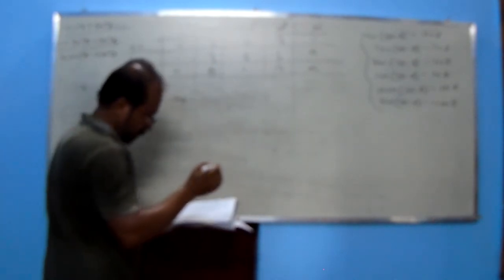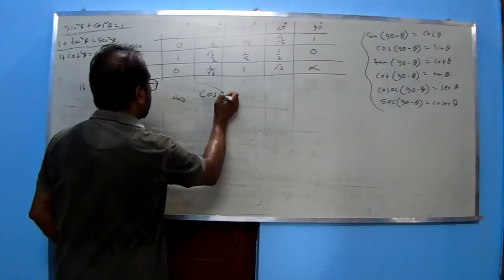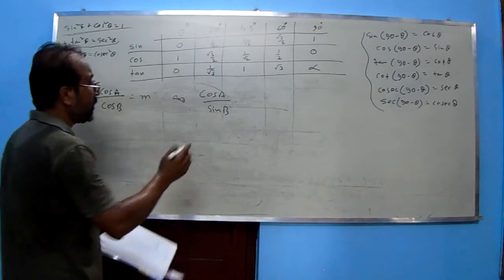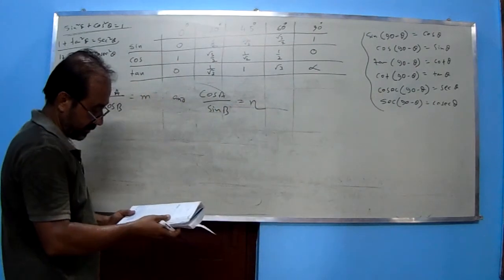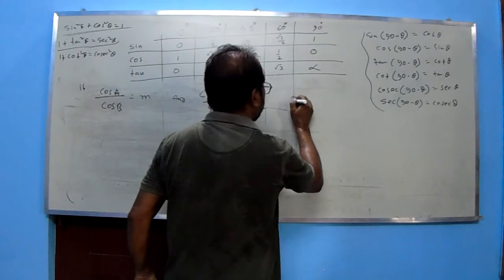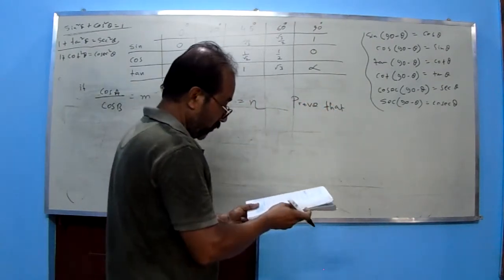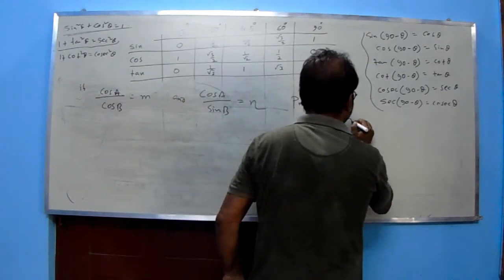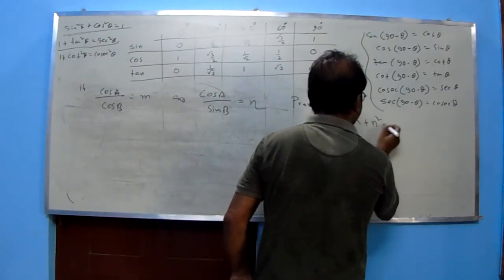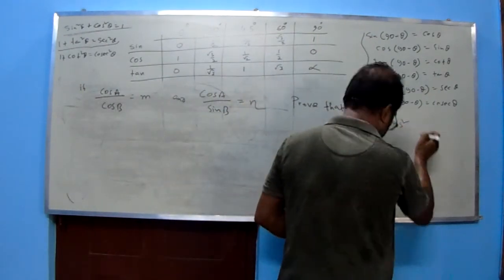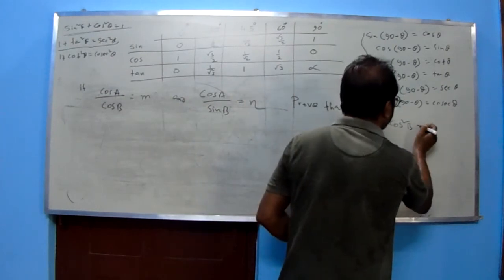If it is equal to M, and cos A by sin B, if it is equal to N, then prove that. What should I prove? Prove that M square plus N square, within brackets, then cos square B equals N square.